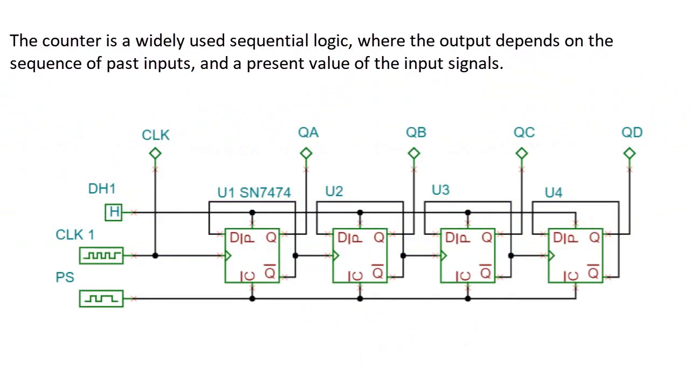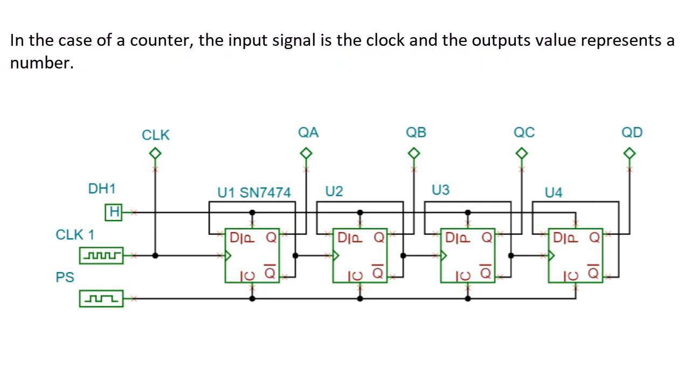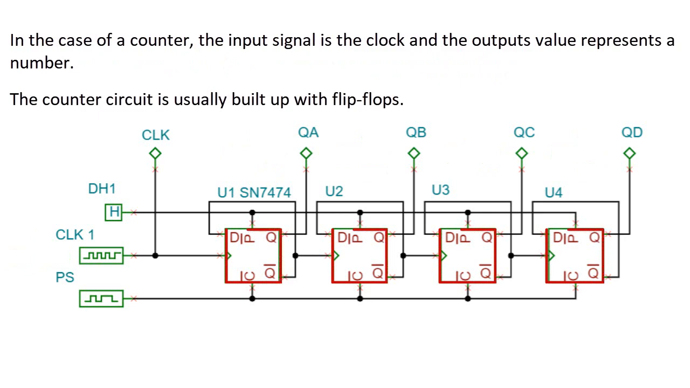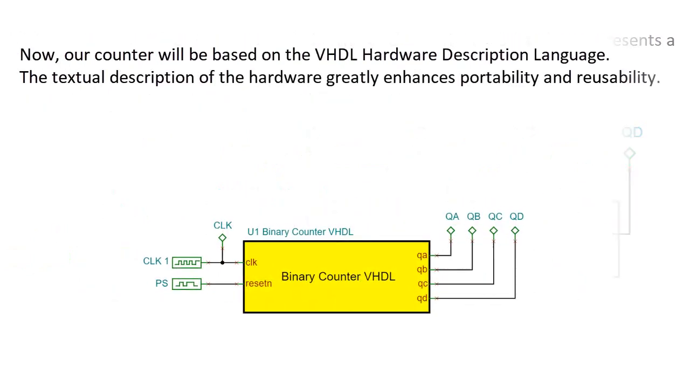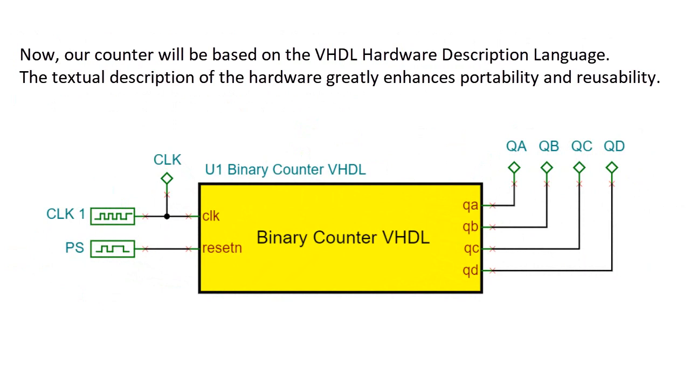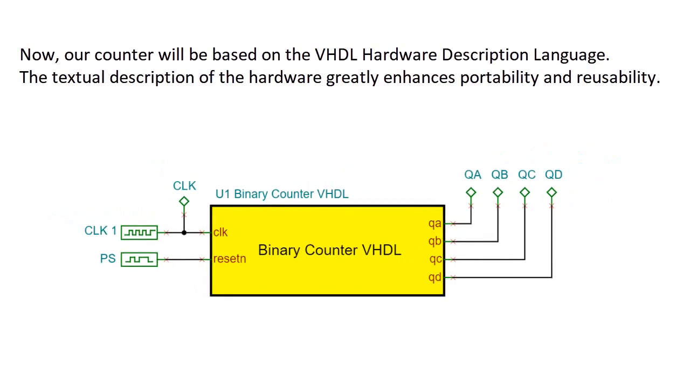The counter is a widely used sequential logic where the output depends on the sequence of past inputs and a present value of the input signals. In the case of a counter, the input signal is the clock, and the output's value represents a number. The counter circuit is usually built up with flip-flops. Now, our counter will be based on the VHDL hardware description language. The textual description of the hardware greatly enhances portability and reusability.